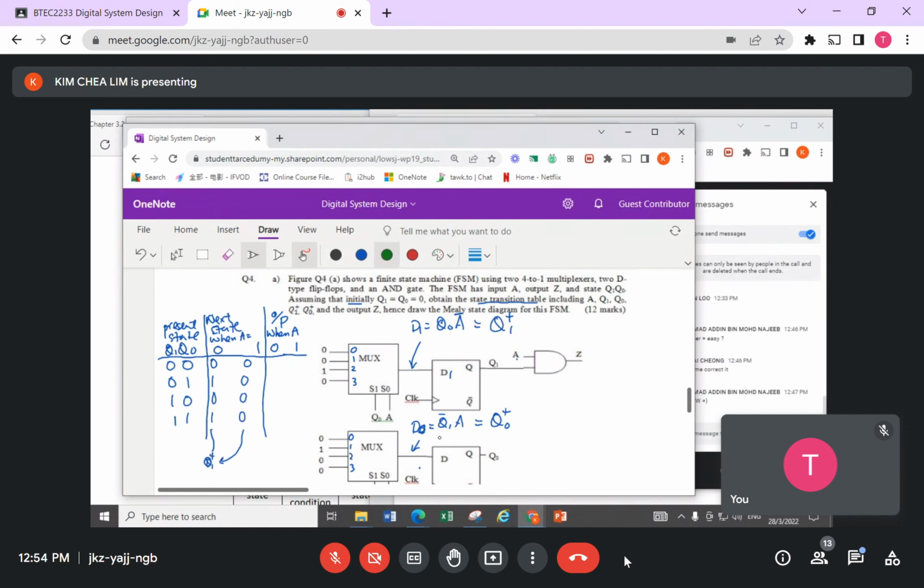Next, I try to look for Q0 plus. A must be a 1. Maybe I fulfill this one first. A must be a 1, Q1 must be a 0. So you get a 1 here. Then next, this part here never fulfills at all because A is a 0 already. Therefore, you have all 0 here. Of course, this is the Q0 plus.